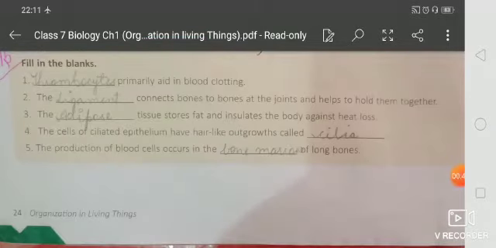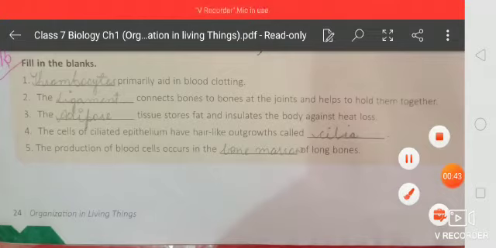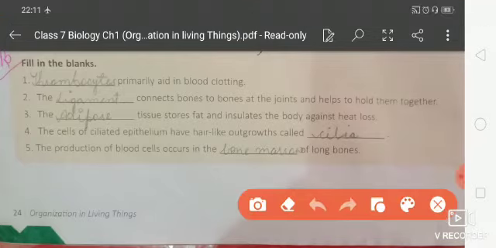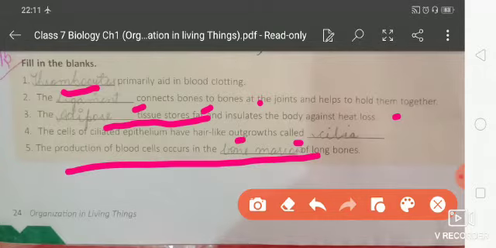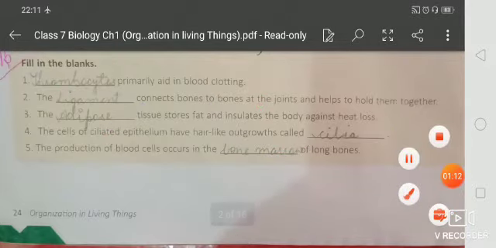Next one is thrombocytes, which primarily aid in blood clotting. It is also known as platelets. The ligament connects bone to bone, and adipose tissue stores fat and insulates the body against heat loss. The cells of ciliated epithelium have hair-like outgrowths called cilia, and the production of blood cells occurs in the bone marrow of long bones.